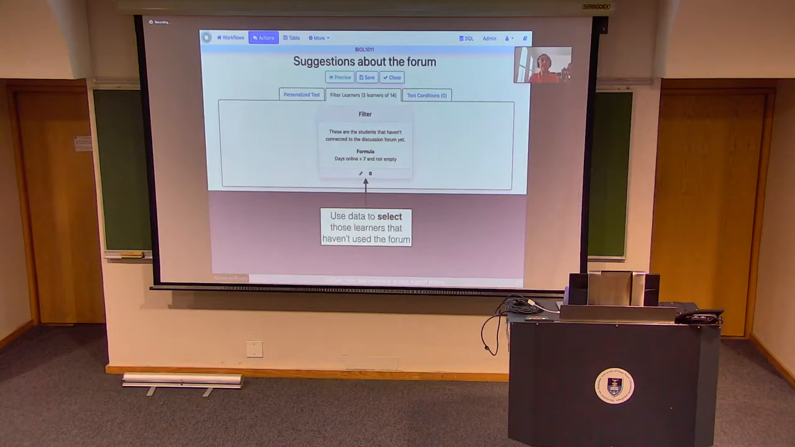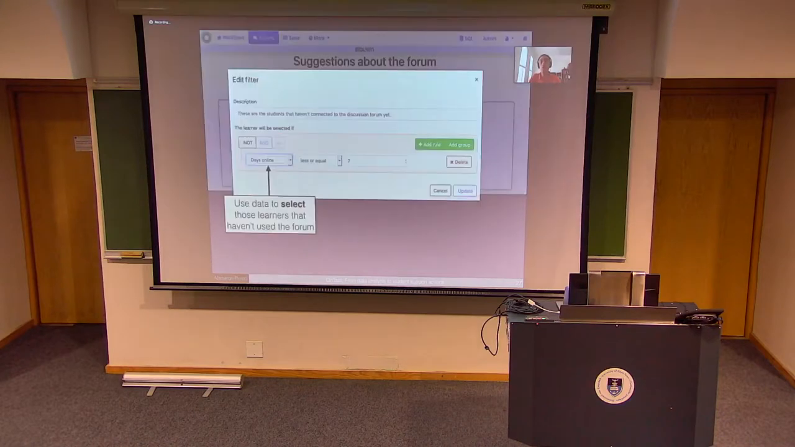The purpose is to select the subset of students for which this email applies, and the rest will not be included. Now, if we open the filter, this is basically at the heart of OnTask. This is what we call a condition or a rule. And it says that those students that haven't connected to the discussion forum are the ones for which the column with name days online has a value that is less or equal to 7.